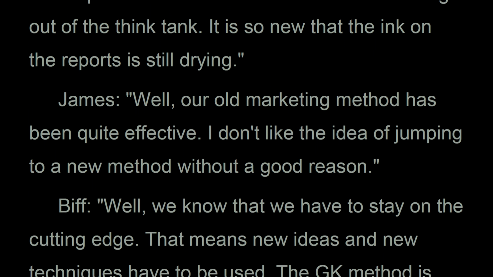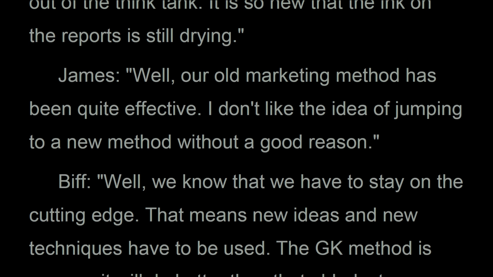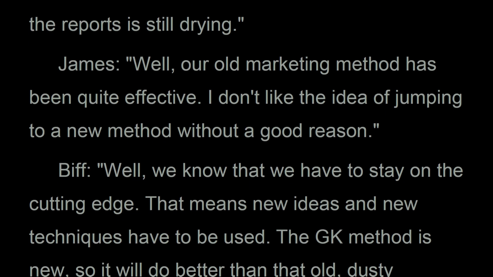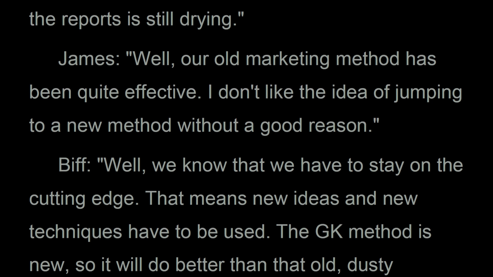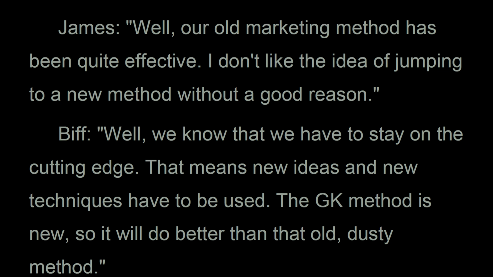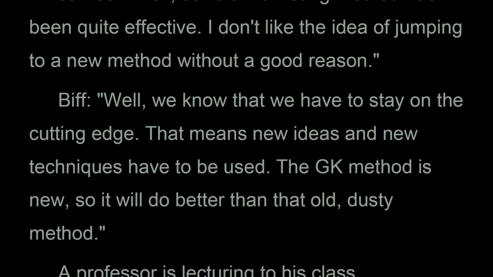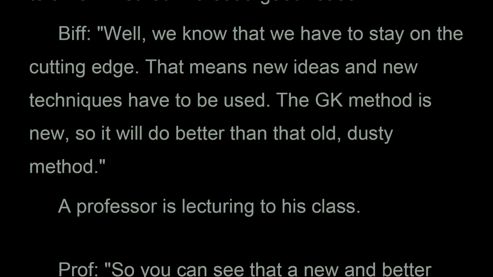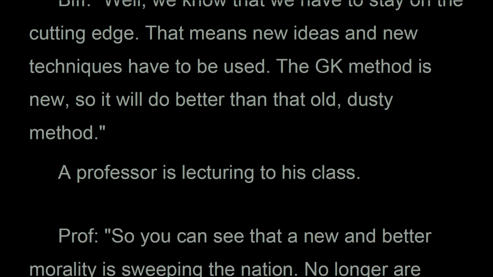James. Well, our old marketing method has been quite effective. I don't like the idea of jumping to a new method without a good reason. Biff. Well, we know that we have to stay on the cutting edge. That means new ideas and new techniques have to be used. The GK method is new, so it will do better than that old, dusty method.